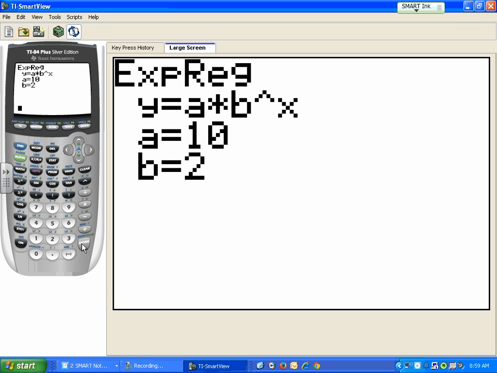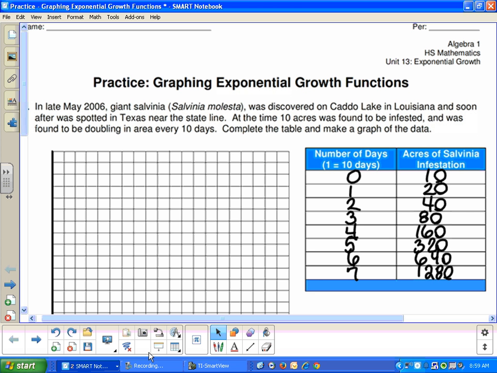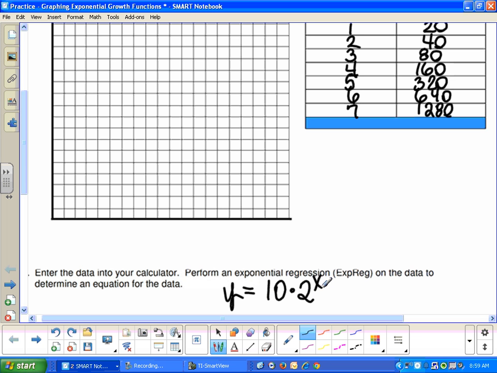Some of you still are not writing your equations. You're giving me this as an answer. This is not your answer. Your answer should be, when you write the equation, y equals 10 times 2 to the x. I don't want you to list out individual things. You're going to substitute them into the equation. This is your equation.